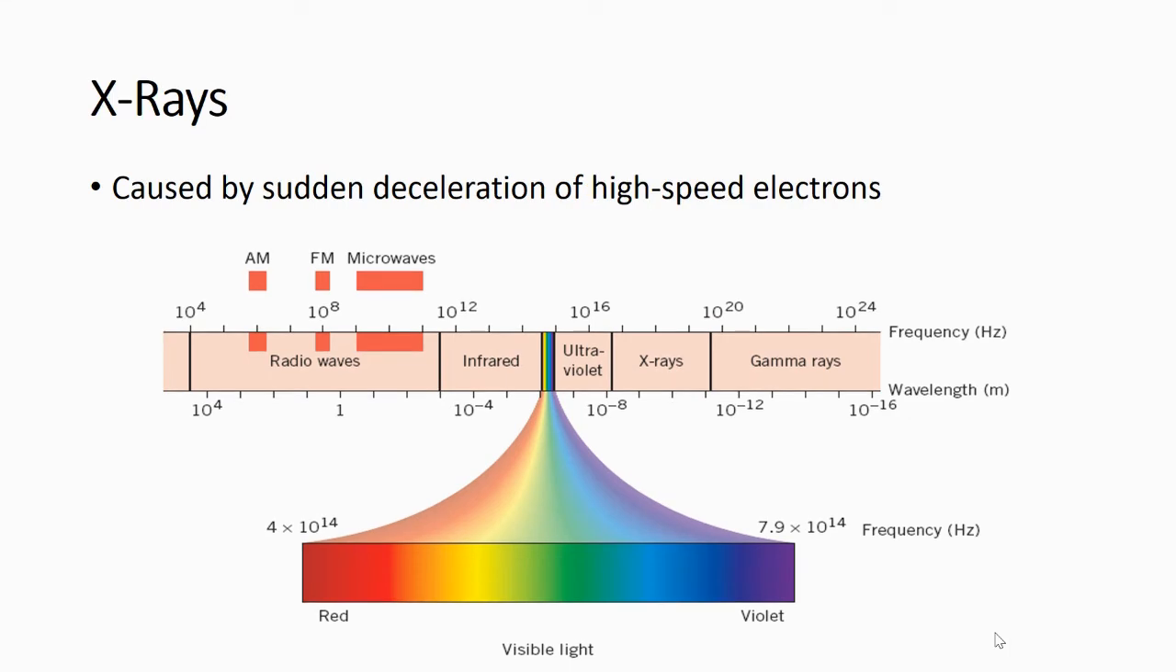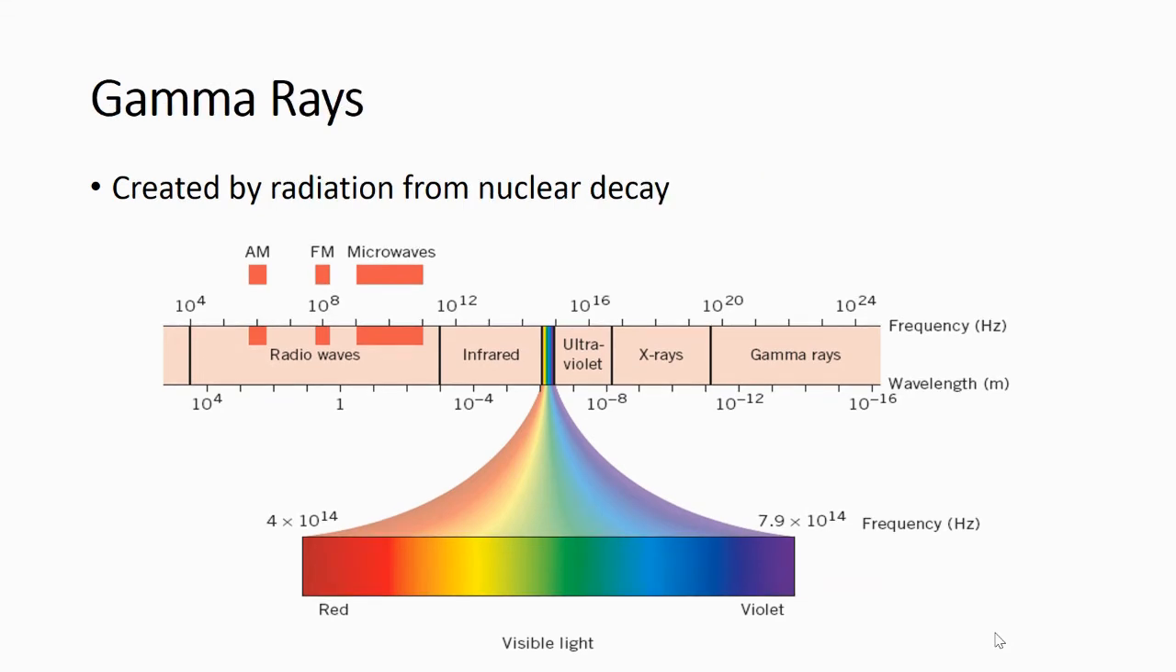X-rays are caused by the sudden deceleration of high-speed electrons. We obviously have utilized X-rays in the medical field for a long time in order to take images of our bones. We also have gamma rays, which come from nuclear decay, which we will talk about in our modern physics unit, which are on the highest end in terms of frequencies on the electromagnetic spectrum.